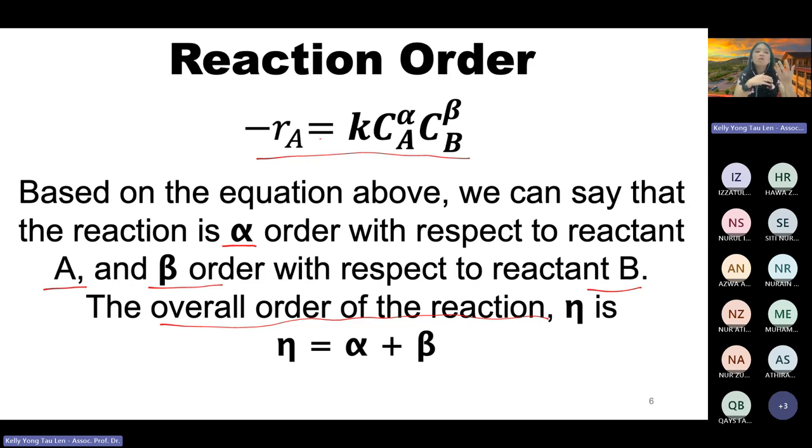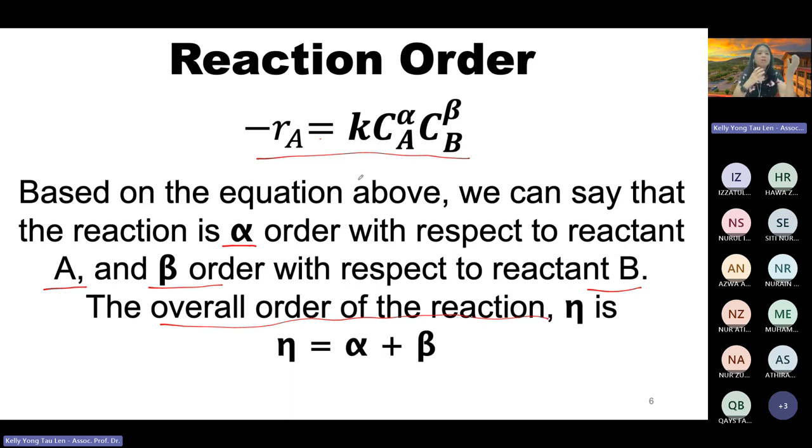I can say the overall order is second order, but I have to clearly mention where I got that second order from. Is it first order with respect to A and first order with respect to B? It could also be second order with respect to A, or second order with respect to B. That's why, even if we mention the overall order, we still have to clearly mention the order with respect to each concentration. Otherwise, you cannot write out the power law model.